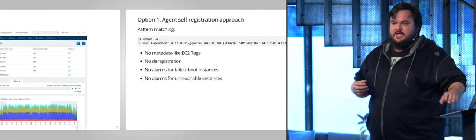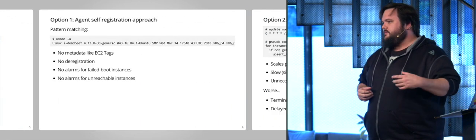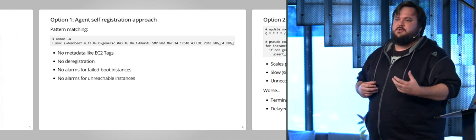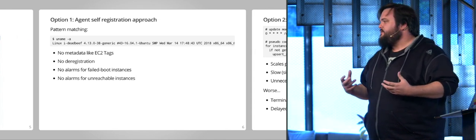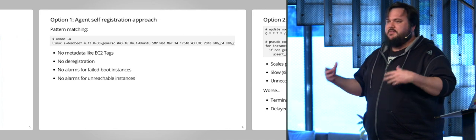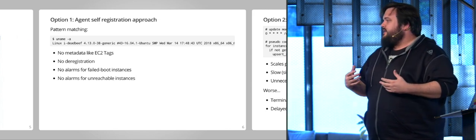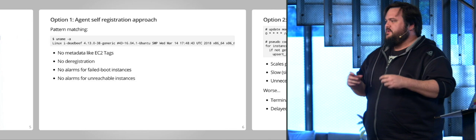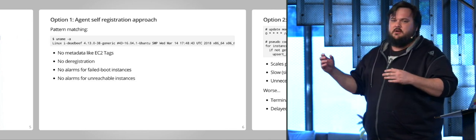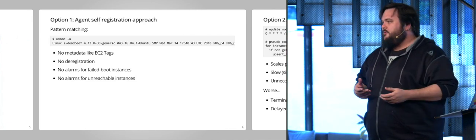The first option is that the agent that comes with this tool allows you to do some pattern matching based on the uname string. It'll run uname, get the system architecture and the Linux version, and we can say, hey, if it's got Ubuntu 16 in it, then I'm going to apply these templates. Problem is, it's not very granular.